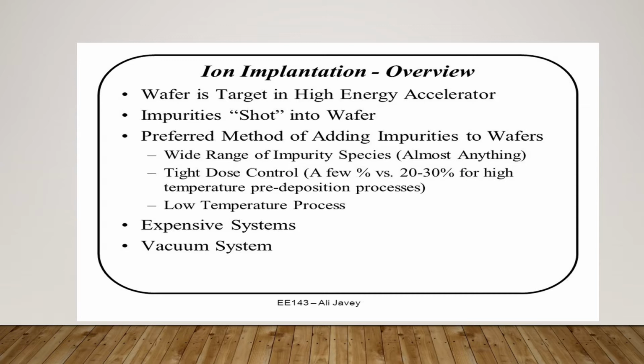we will just implant it or shoot it on the wafer. It is the preferred method of adding impurities to wafers: a wide range of impurity species, almost anything, and tight dose control, that is a few percent versus 20-30% for high temperature pre-deposition processes. Then it is a low temperature process. But one disadvantage of this ion implantation method is that the system is expensive, and a vacuum system is required.